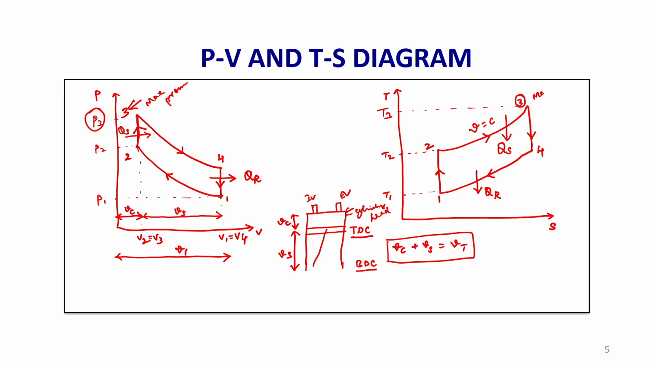So, this is the maximum temperature. The maximum temperature reached in the cycle is at state point number 3. This is obviously due to the heat addition process. The heat addition process commences at state point number 2 and it ends at state point number 3. So, the pressure and the temperature peak at state point number 3.